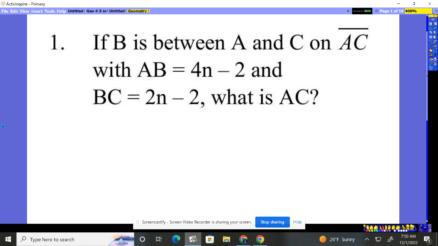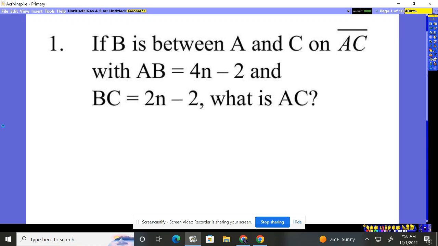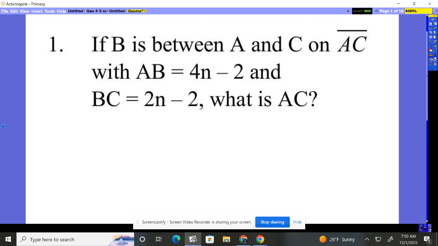All right, problem one: if B is between A and C, so right away we know we have a line segment, and we have B somewhere between A and C. I've got a picture like this. There's B, he's between A and C somewhere.